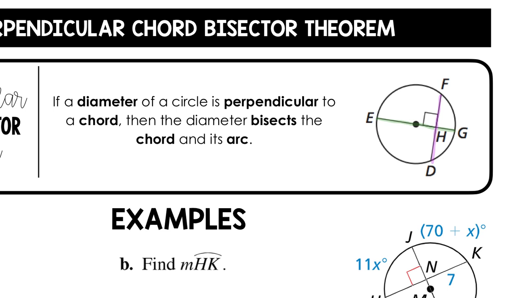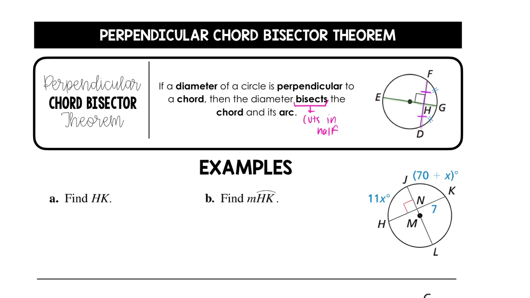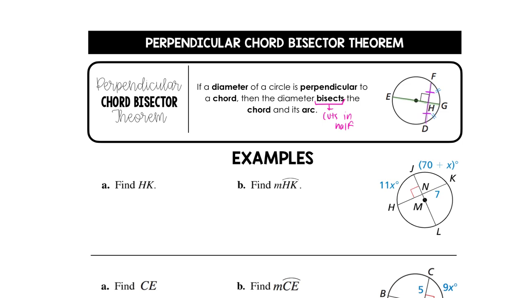So if a diameter is perpendicular to a chord, then the diameter bisects the chord and its arc. So remember, the word bisect in geometry means cuts in half. So it's going to split it perfectly down the middle. So it's going to bisect both the chord and the arc. So that means this piece here from F to H is going to be congruent to H to D, and then the arcs are going to be congruent as well. So arc FG is going to be congruent to arc GD.